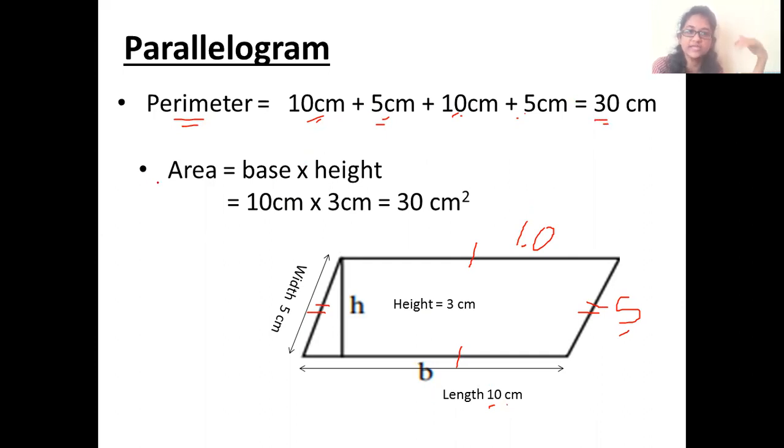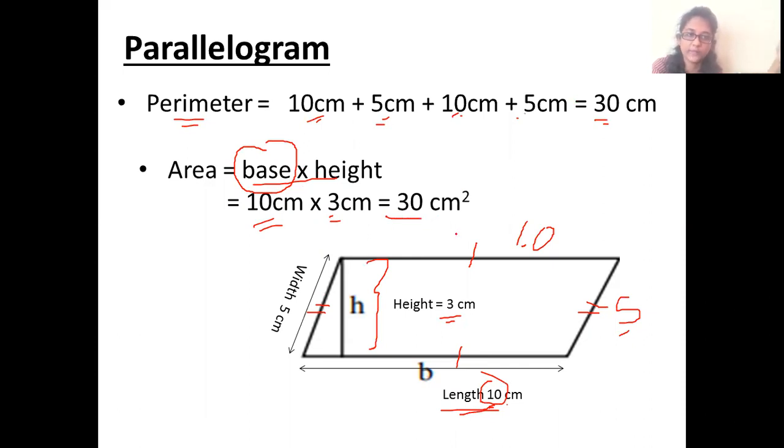But to find the area, this is the formula: we multiply the base by the height. The base means the length here, that is 10 centimeters, and the height we can find inside the parallelogram, which is 3 centimeters. So we multiply these two: 10 times 3, that is 30 centimeters square.